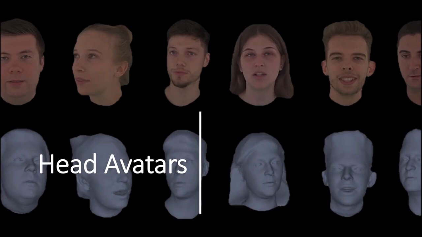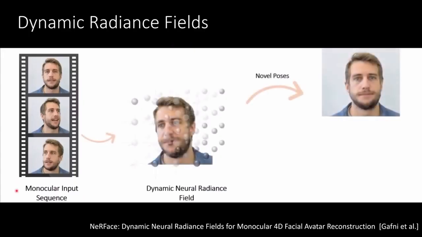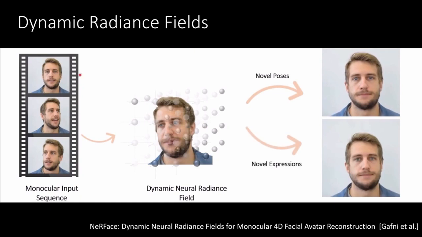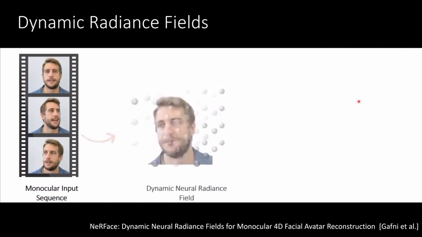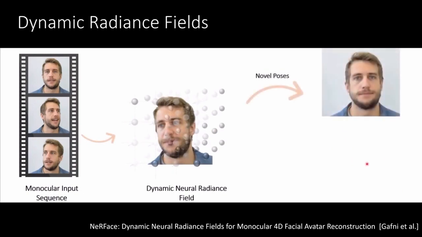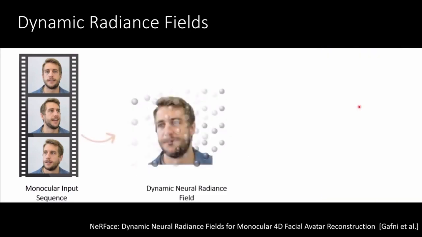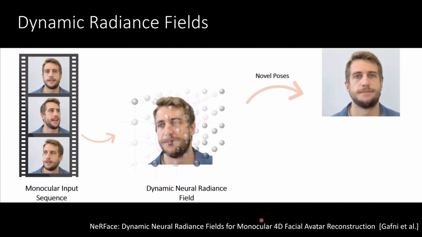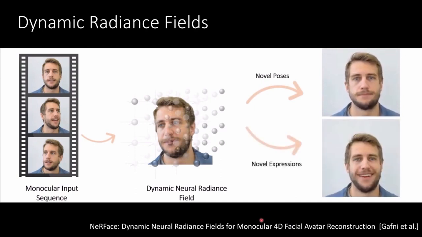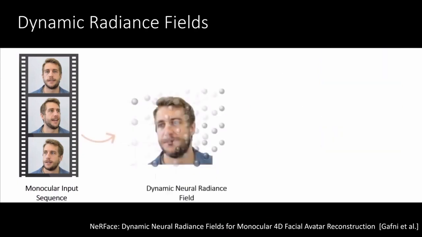When modeling human head avatars, we are often having the following setup. We have a monocular input sequence, which we use to reconstruct our avatar, which then can be controlled with our blendshapes to get new expressions. We can control the pose and the viewing direction. In this project, called NeRFace, we actually represent the avatar with a dynamic neural radiance field.